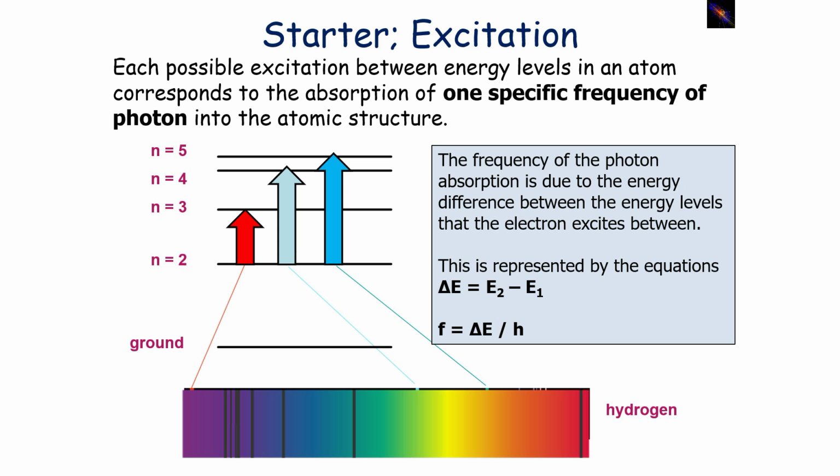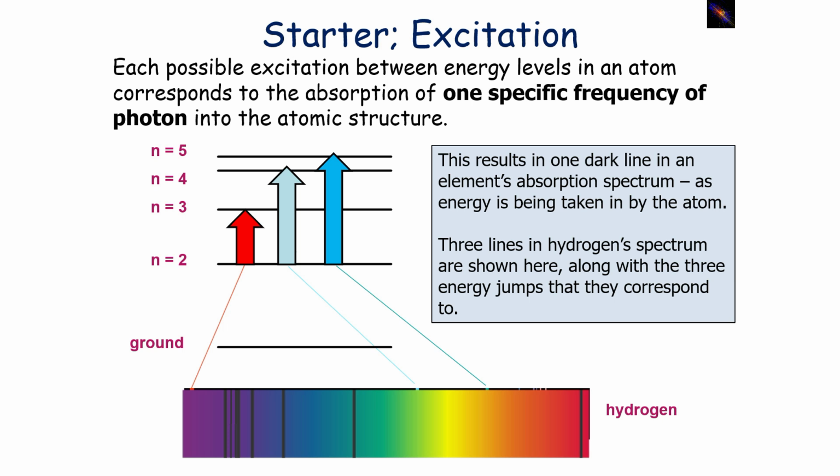So again, you need to have the exact energy level difference between two levels for your photon to cause excitation of electrons, and so you can work out what the energy of the photons needs to be. This results in a dark line in your absorption spectra, because if the energy of the photon is the exact difference of two levels, that will be taken in by the atom and cause excitation.